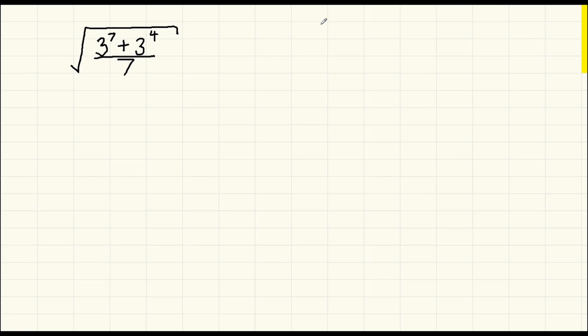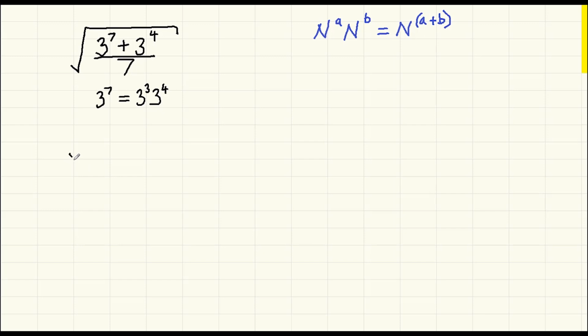Now the rule to remember here is if you have a number raised to a power and you multiply that by the same number raised to a different power, then the result is that number raised to the power of the two other powers added together. This means that we can take the 3 to the power of 7 and rewrite this as 3 to the power of 3 multiplied by 3 to the power of 4.